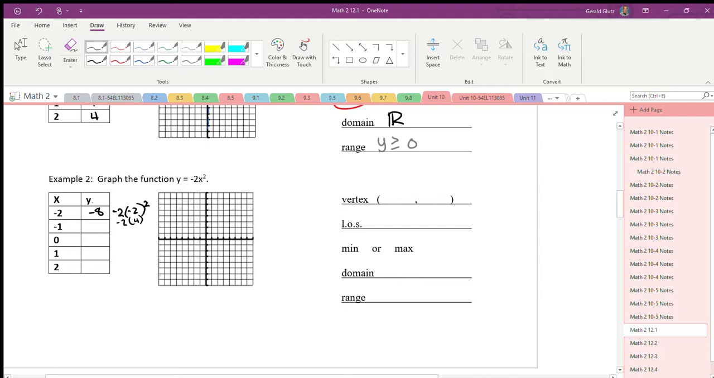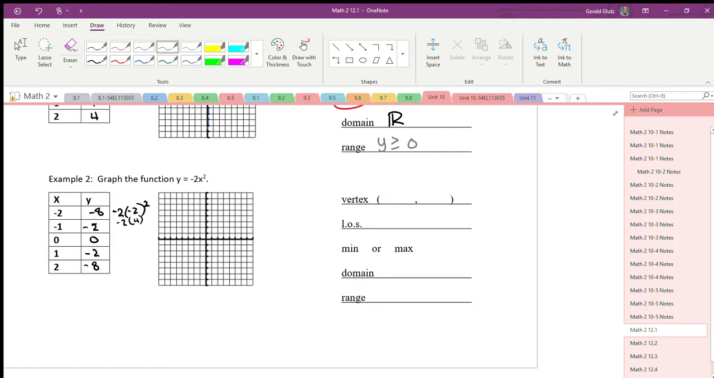So -1 squared is +1 times -2 is -2. And then if x is 0, 0 squared is 0, -2 times 0 is 0. If x is 1, 1 squared is 1, 1 times -2 is -2. If x is 2, 2 squared is 4, -2 times 4 is -8.